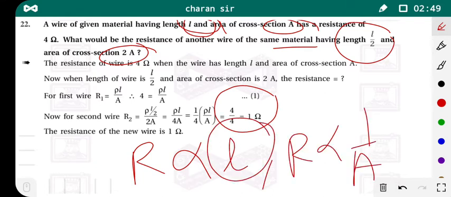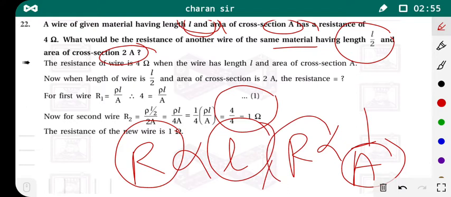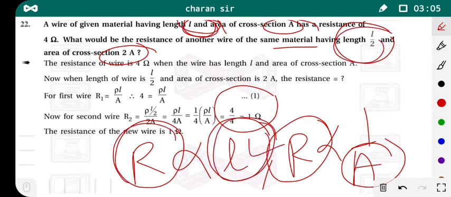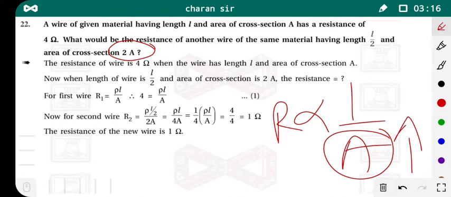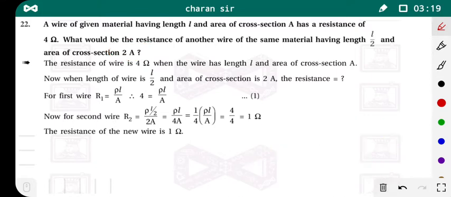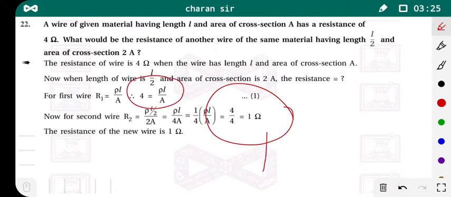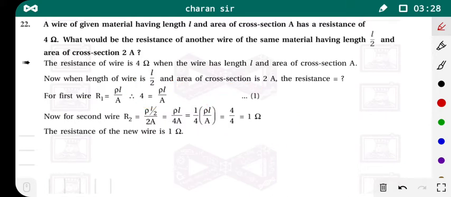Whenever we increase the length of the conductor, its resistance also increases. When we increase the cross section area, the resistance decreases. Here you notice that the length of the wire is decreased, so when you decrease the length, your resistance is also decreased. And when you increase your cross section area, then from this relation the resistance is decreased. Because of that, your second wire resistance is decreased to 1 ohm from the first one, that is 4 ohm.